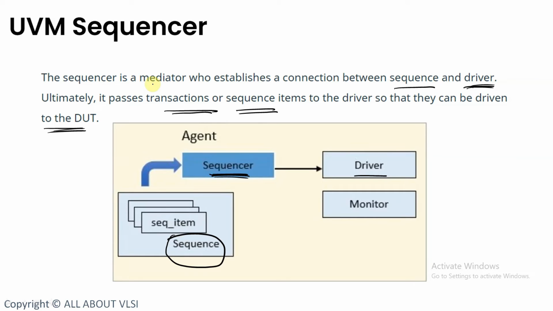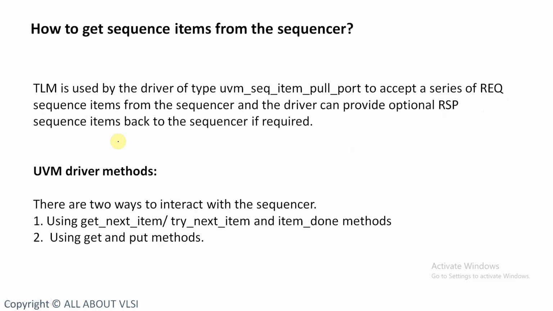When I discuss the sequence, you will get to know what it means. For now, just remember that a sequence is an object containing all the transaction items which your driver wants to drive to the DUT. Basically, the sequencer passes the transactions or sequence items to the driver so that they can be driven to the DUT. Now, how do we get the sequence items from the sequencer? That is our main target.